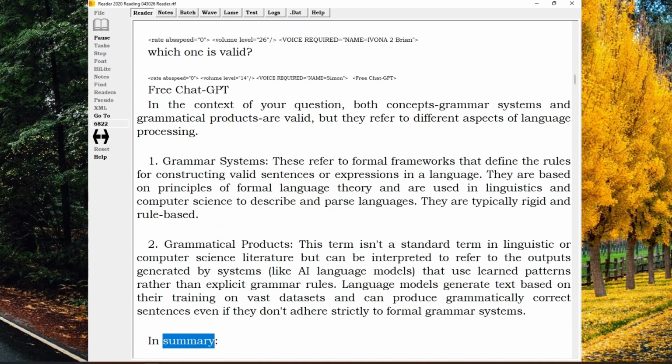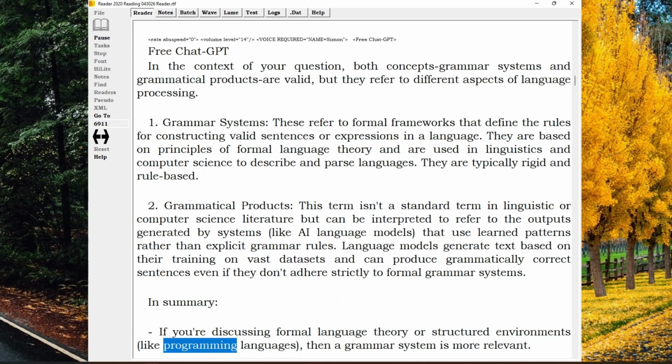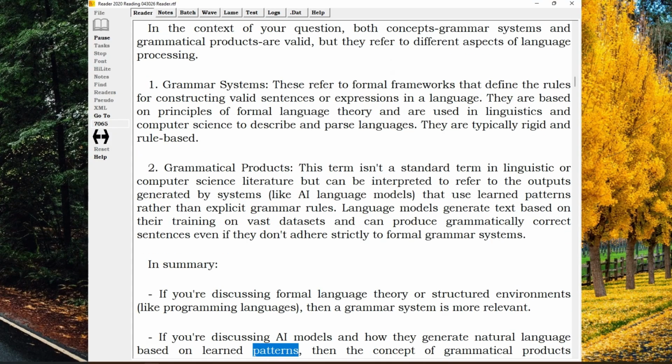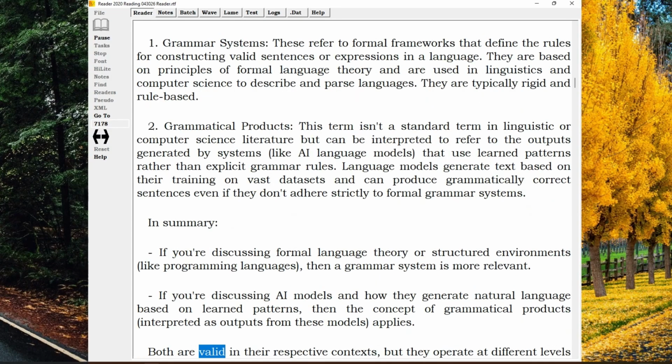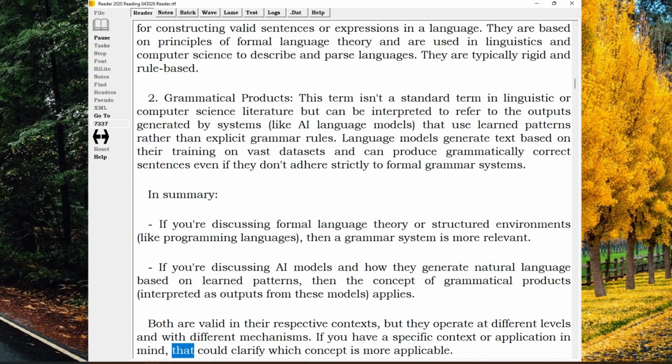In summary, if you're discussing formal language theory or structured environments, like programming languages, then a grammar system is more relevant. If you're discussing AI models and how they generate natural language based on learned patterns, then the concept of grammatical products, interpreted as outputs from these models, applies. Both are valid in their respective contexts, but they operate at different levels and with different mechanisms. If you have a specific context or application in mind, that could clarify which concept is more applicable.